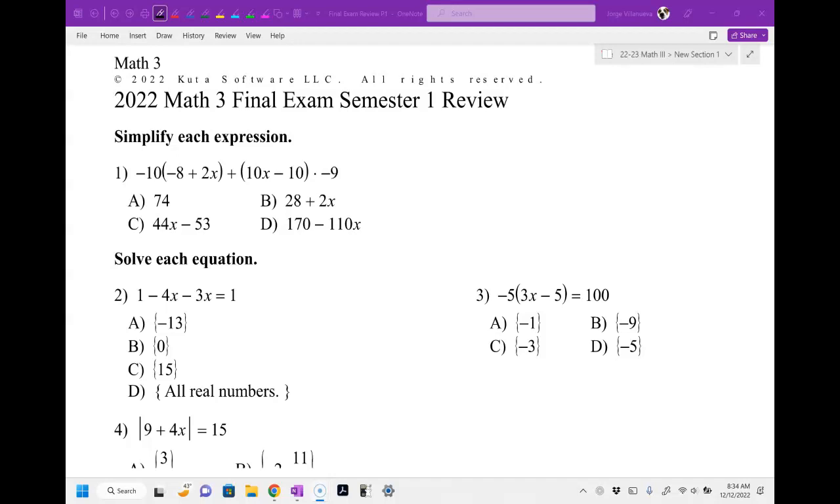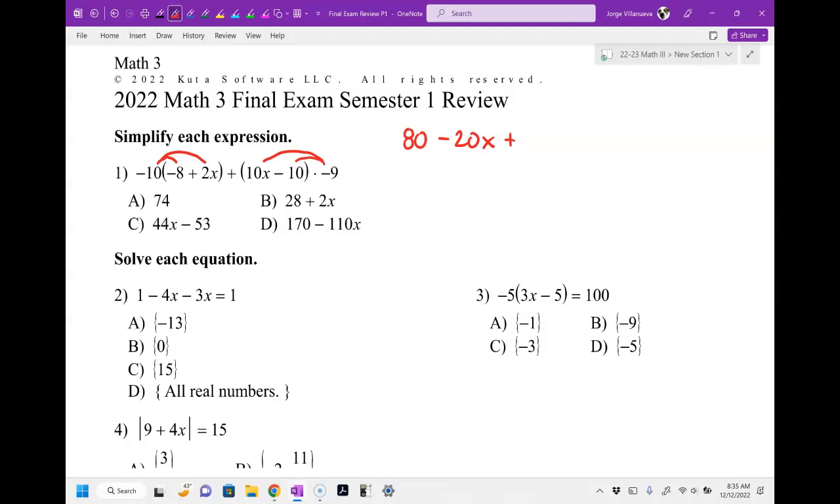So for number one, it said simplify each expression. Okay, so I'm going to have to distribute right here and right here, backward distribute. I have to do it in both directions because the -9 is on the back of that parenthesis, whereas the -10 is in the front. So if I multiply -10 times -8, that's 80, and -10 times a positive 2x is a -20x.